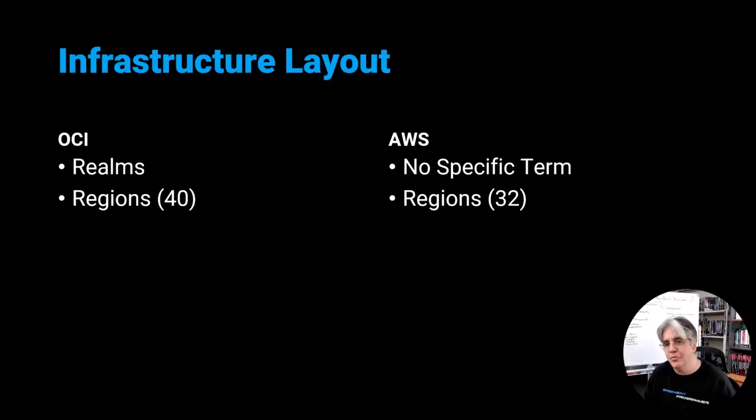And the next level down from realms, you have regions. These are fundamentally the same between AWS and OCI. It's a geographic area where cloud services are provided to you, the customer. At the time that I'm writing this, OCI has 40 regions and AWS has 32 regions. Basically, you want to choose regions that are close to where you're going to be consuming resources and where your customers are going to be to have the best experience possible.